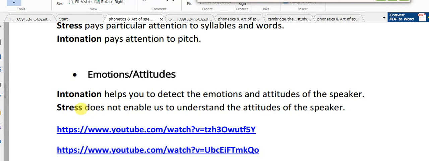خلاص لكن الستريس هنا بقى doesn't enable us to understand the attitude. الستريس ما بيأكدش على المعنى او الانطباع او المسج اللي عايز السبيكر يقدمها لكن بيساعدنا ان احنا نعرف البرونونسيشن الصحيح.